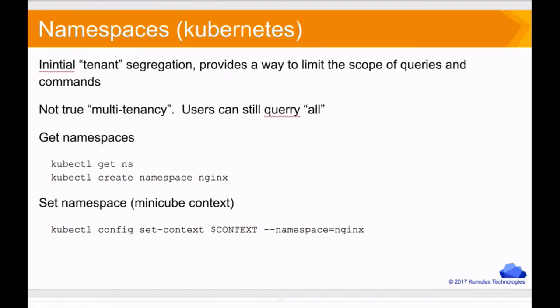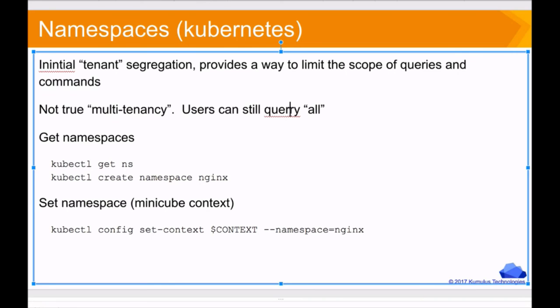We can start manipulating, I really wish I could spell, we start manipulating things like namespaces, which are different ways of labeling our resources. It's a way of segregating resources.